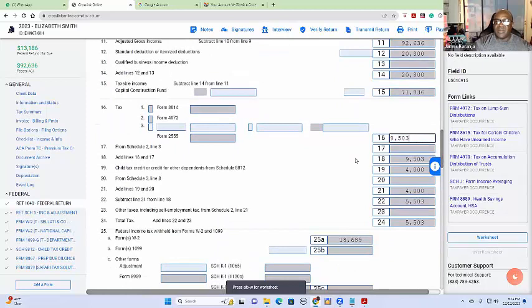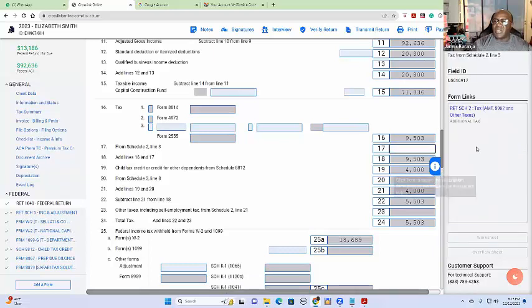71,836. Then line 17 is schedule 2, line 3. We don't have a schedule 2, so at the moment it's 0, it's blank. Okay, so add lines 16 and 17. Line 16 here we know is 9,503, and we add 17, so the total is 9,503.